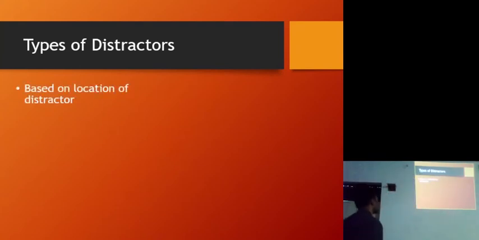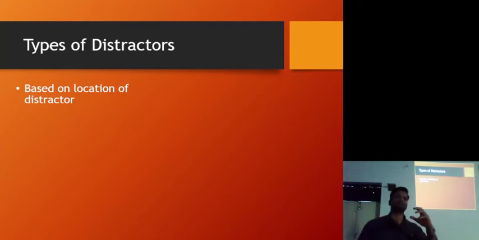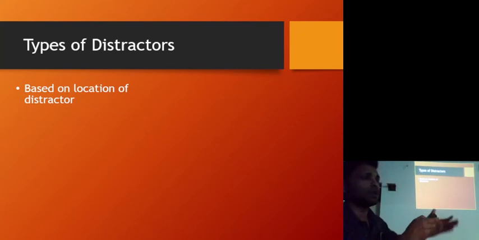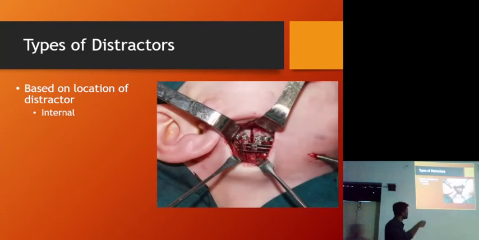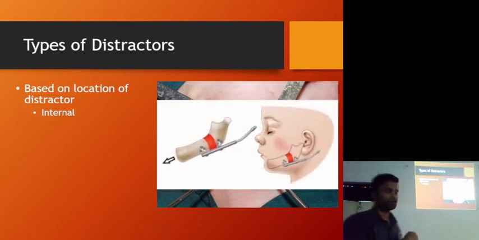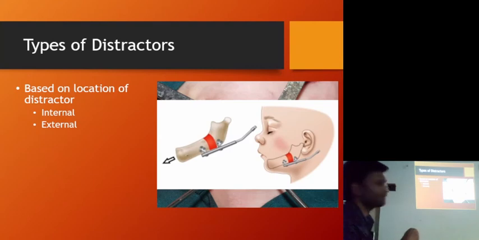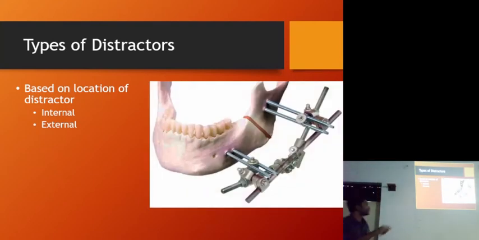Based on the location of the distractor, whether the main distractor device is placed inside the soft tissue or outside, it is classified as internal or external. You can see the main distractor device where the movement is happening is inside the soft tissue, that is an internal distractor device. This is also an example of internal distractor device. Then we have external distractor. So we have the pin fixation on the bone, but the main distractor that is causing the movement is outside the soft tissue. Okay, understood?